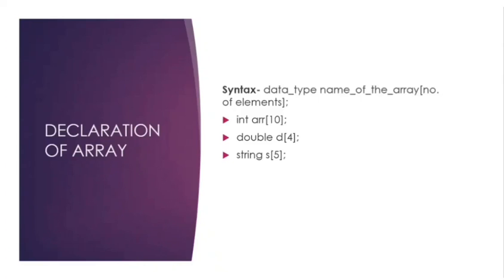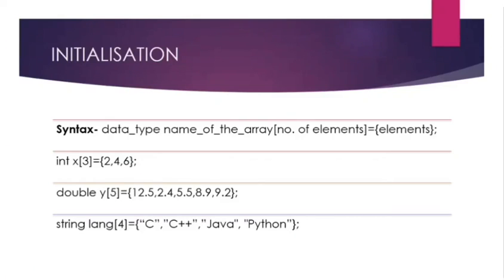Now let's see how to initialize elements in the array. The syntax would be data type, name of the array, number of elements, equal to, and within curly brackets we have the elements. Like int x[3], and we have the elements 2, 4 and 6. double y[5], and these are the 5 elements. Next we have string lang, which stores names of 4 programming languages. Since this is a string type of array, the elements are within double quotes.